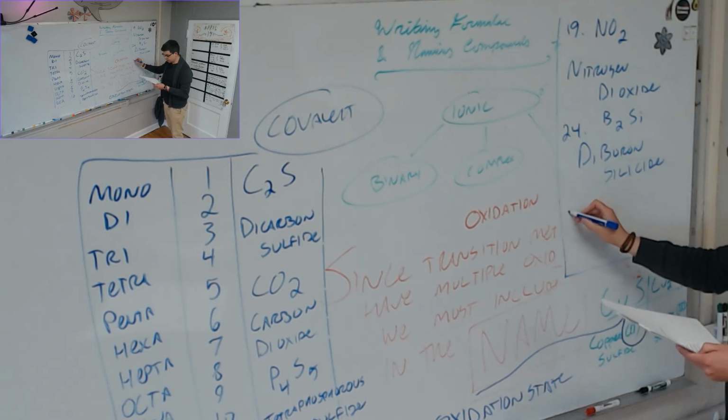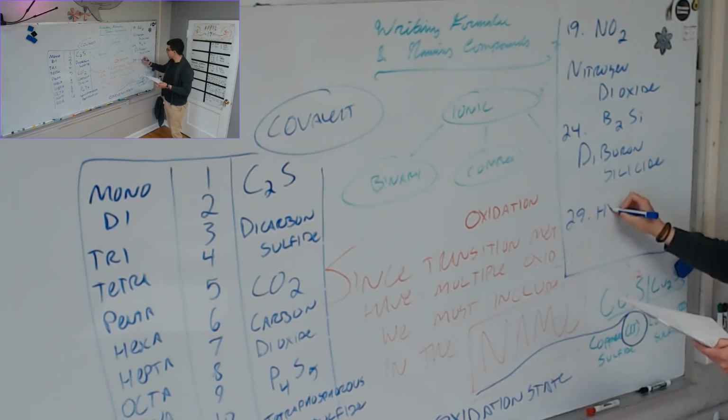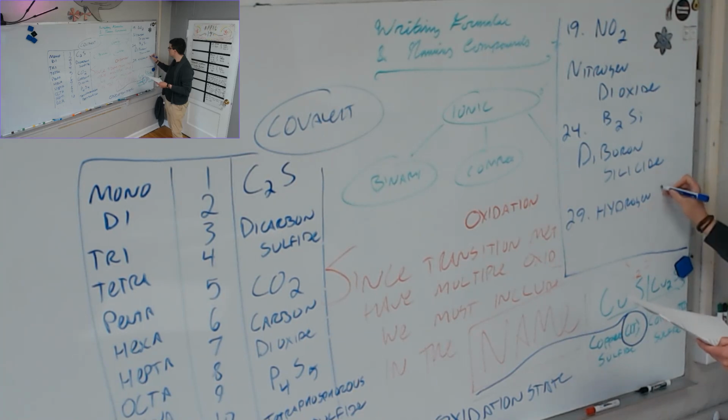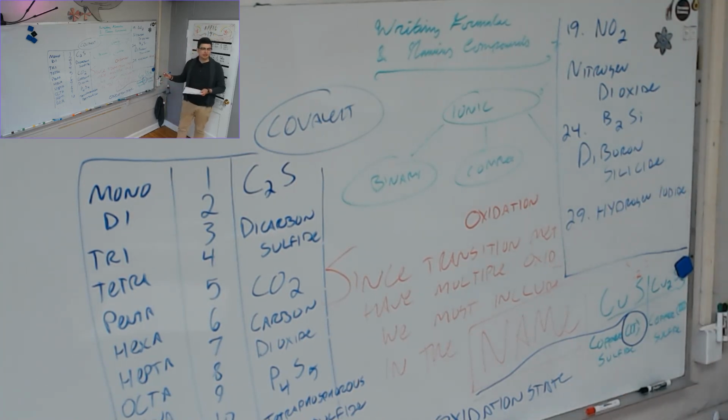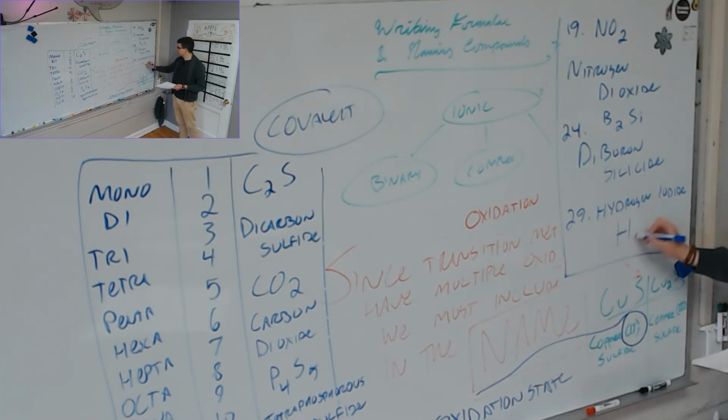Let's look at 29. And 29 says hydrogen iodide. Uh-oh, this one doesn't have any prefixes. Well, how many are there then? One. There's just one each, so it's just HI.